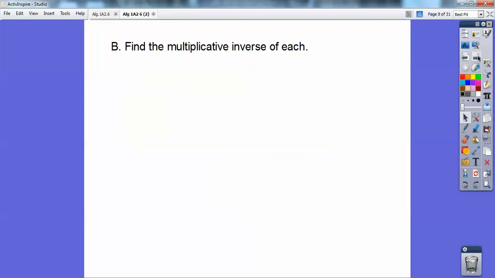Okay, so find the multiplicative inverse of each number. You're going to flip it. This is 7 over 1, so the multiplicative inverse would be 1/7. This is negative 1 over 1, so flip it, and you get 1 over negative 1, which is negative 1. Multiplicative inverse of this is negative 2. I have the answers coming up in just a second.